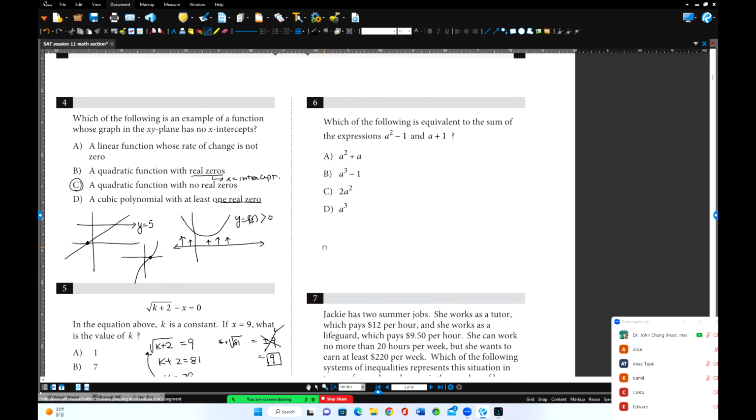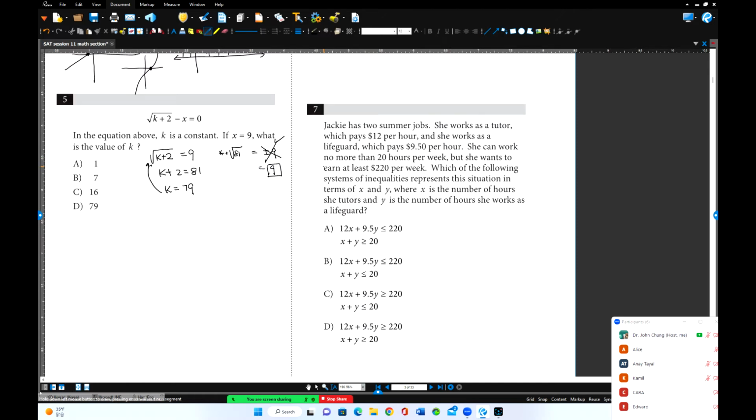Alright, number 6. Which of the following is equivalent to the sum of the expression x squared minus 1 and a plus 1? Sum of this one. Okay, they are all in descending order. Yes, standard form. A squared, we have a there, and plus minus 0. That's it. Yeah, this is an easy question.